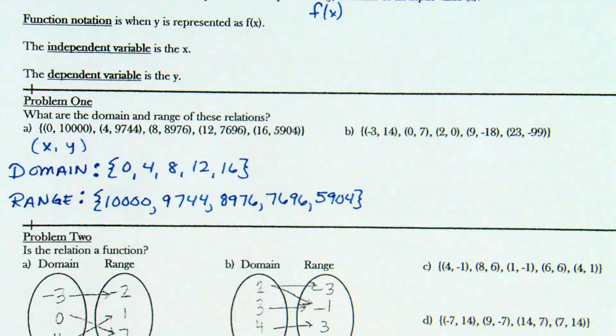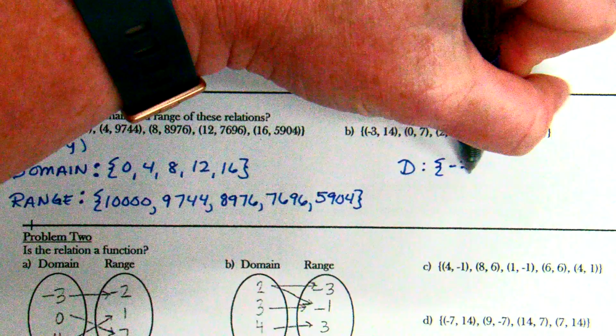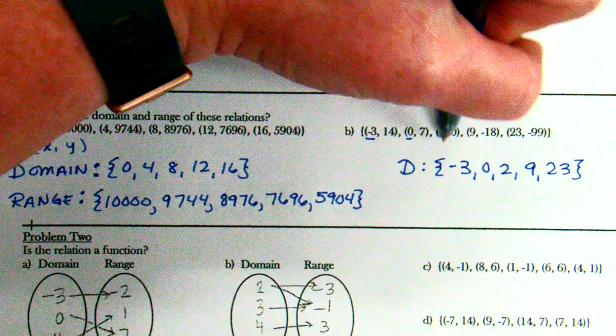I'm just going to use D for domain. What are you thinking about the domain on B? Okay, all the x's. Someone want to specifically give those to me? -3, 0, 2, 9, 23. Okay. -3, 0, 2, 9, 23 are your domain values. First number in each ordered pair.